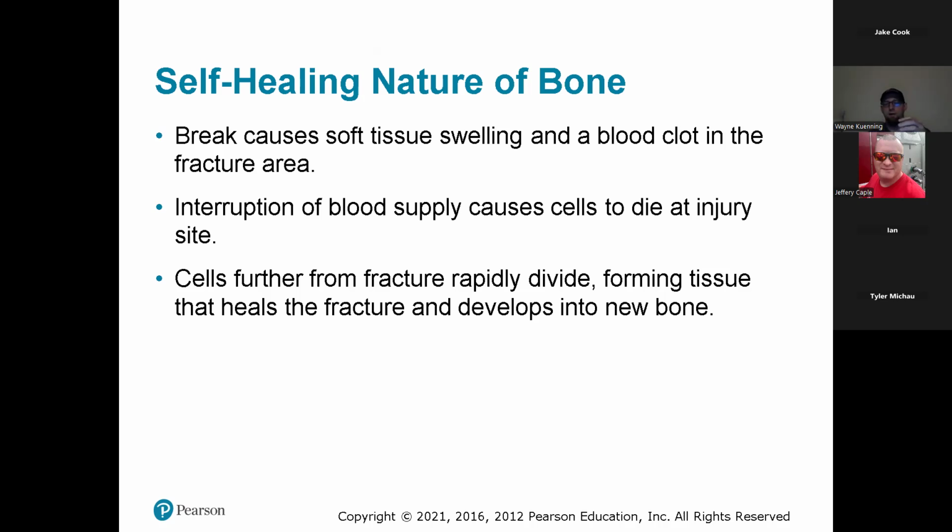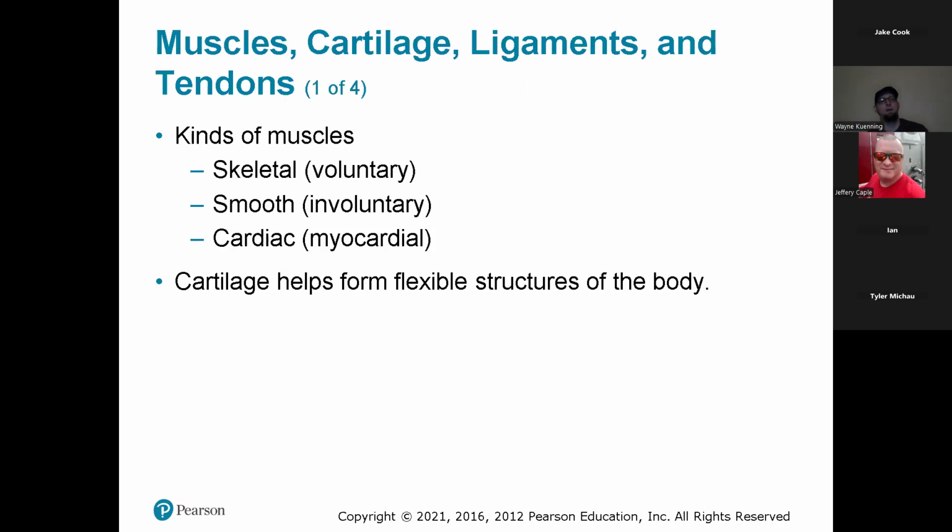Cells farther away from the injury start to rapidly divide, forming tissue that heals the fracture and develops into new bone. I can't remember the term. Anyways, there's three primary types of muscles: voluntary, involuntary, or myocardial, or skeletal.